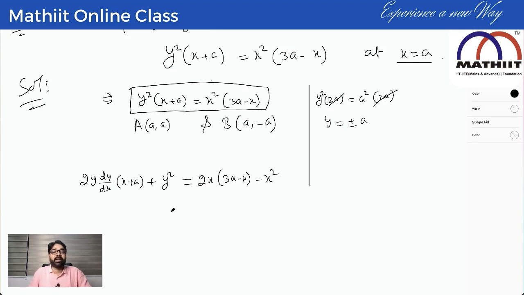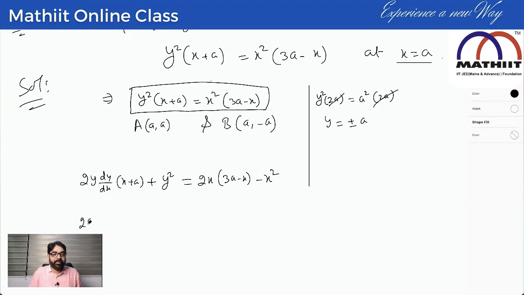Did everybody understand this part? Now don't try to find dy by dx. Again, I am saying, after getting this one, just put the point here. Suppose I am putting (a, a) here. So this dy by dx will become slope at (a, a). Speak out. If I put (a, a) here, that dy by dx will become slope at (a, a).